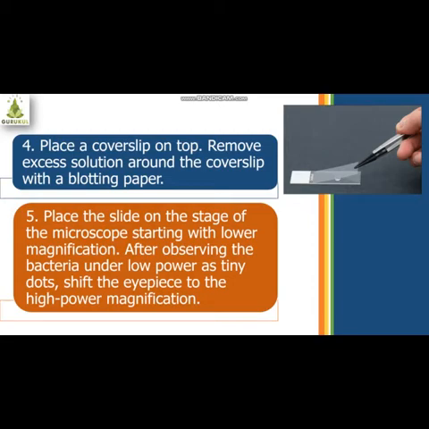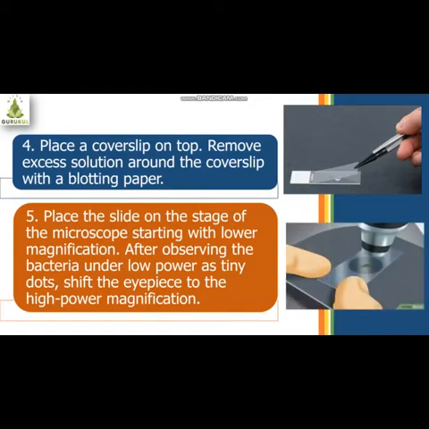Place the slide on the stage of the microscope starting with lower magnification. After observing the bacteria under low power as tiny dots, shift the eyepiece to the high power magnification. So our preparation of the glass slide or the microscopic slide is finished at stage number 4. Stage number 5 will be observing the slide under the microscope. So initially lower magnification and then afterwards high power magnification.